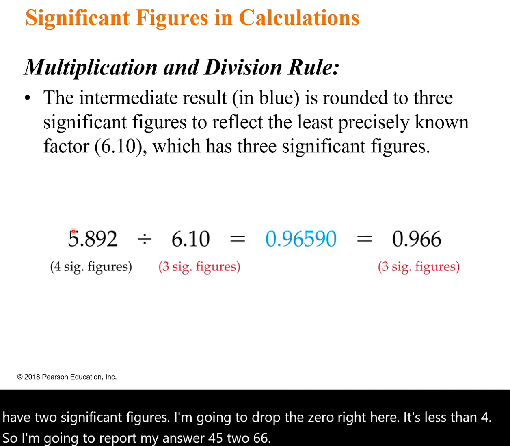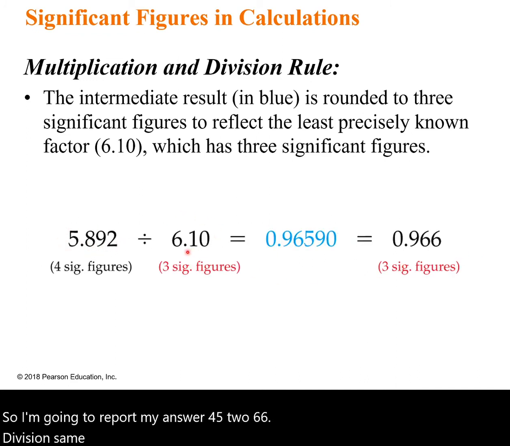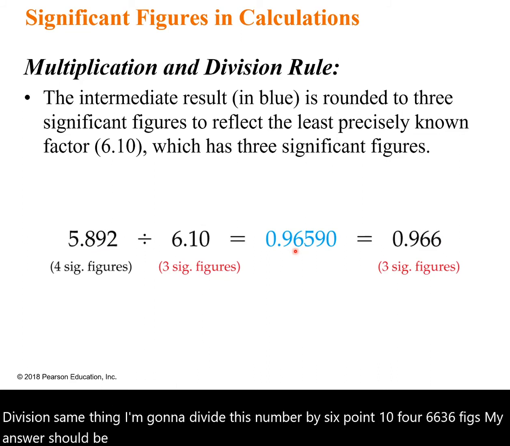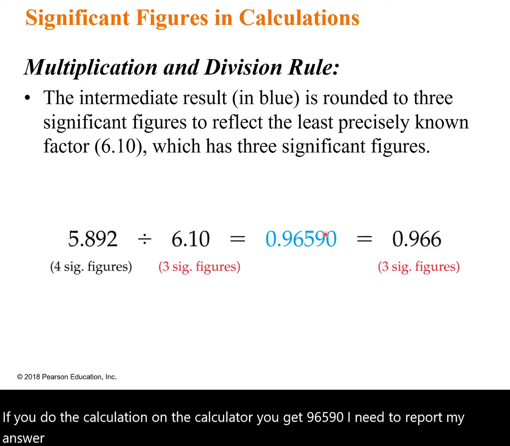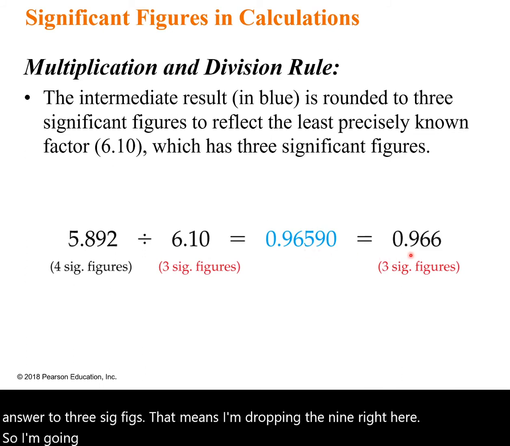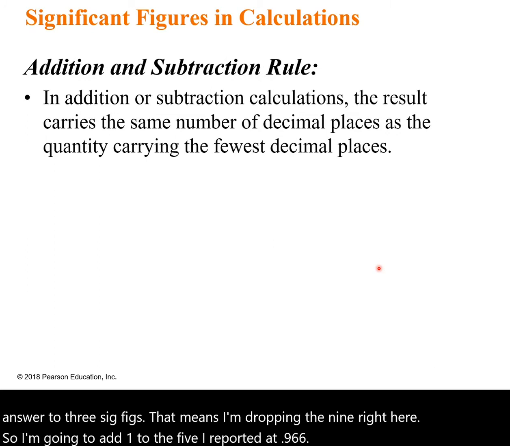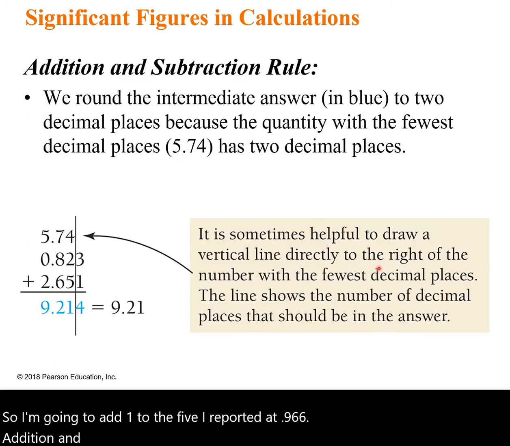Division, same thing. I'm going to divide this number by 6.10. 4 sig figs, 3 sig figs. My answer should be 3 sig figs. If you do the calculation in the calculator, you get 0.96590. I need to report my answer to 3 sig figs. That means I'm dropping the 9 right here. So I'm going to add 1 to the 5. I reported it as 0.966.